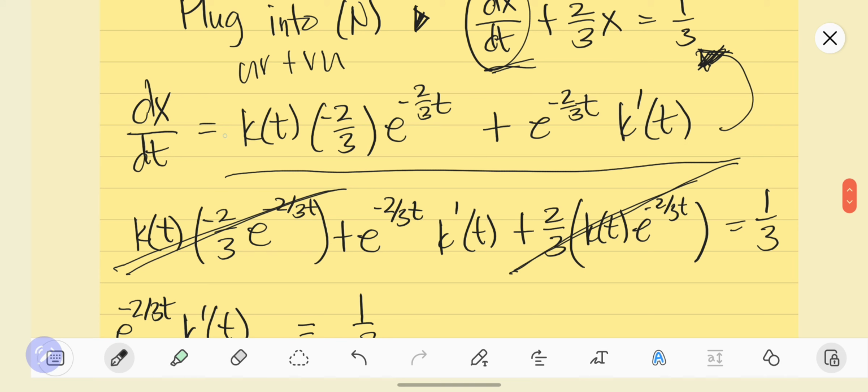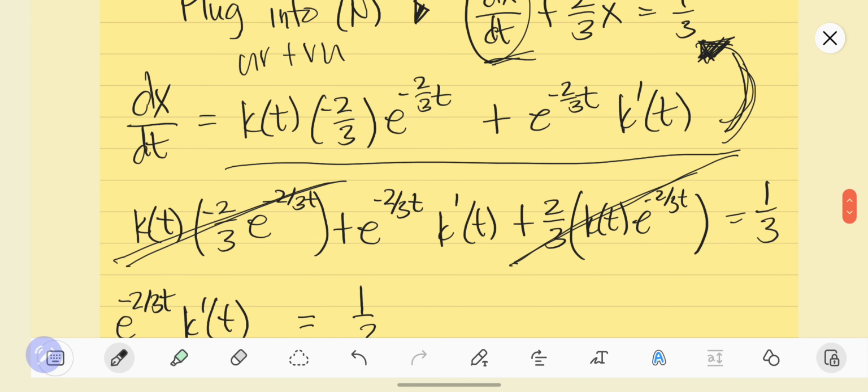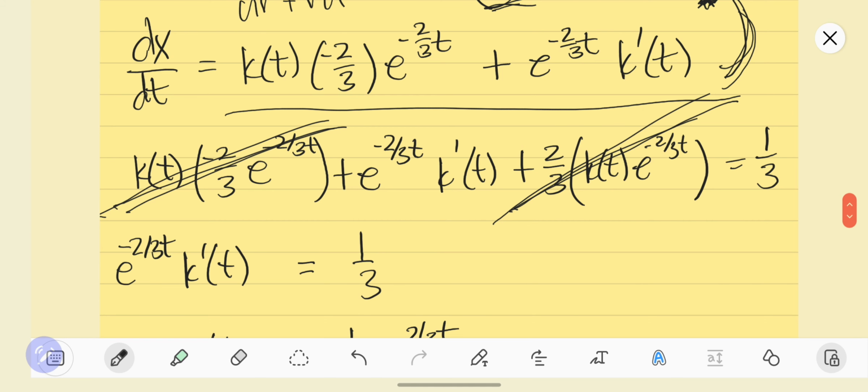And then you plug this into the non-homogeneous equation. So k of t times negative 2/3 e to the negative 2/3 t plus e to the negative 2/3 t times k prime of t plus 2/3 k of t e to the negative 2/3 t is equal to 1/3. As you can see, we can cancel this out. So the equation becomes e to the negative 2/3 t k prime of t is equal to 1/3.